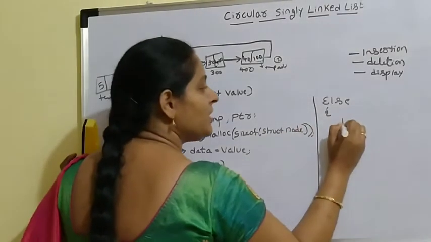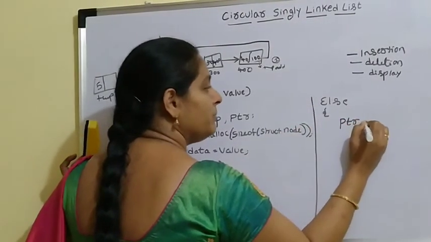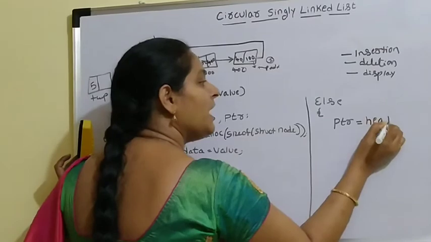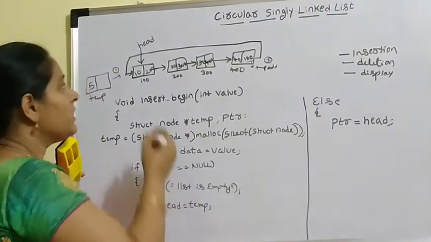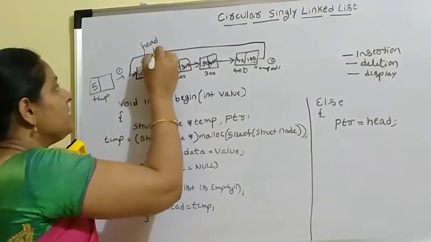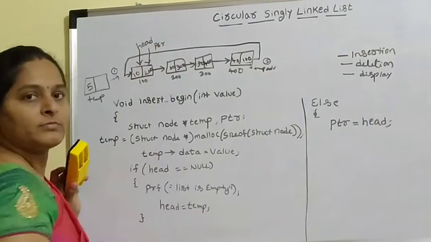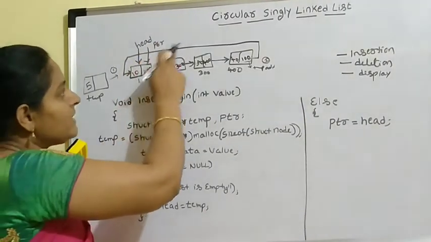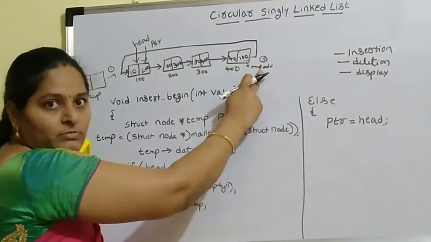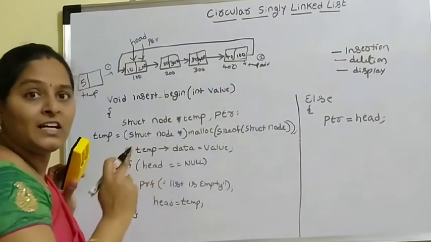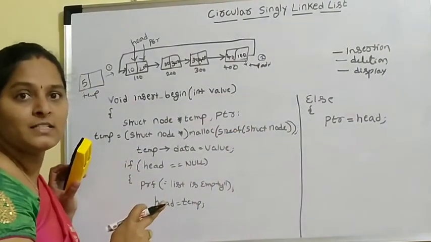Initially, for PTR I am initializing the head address, so that my PTR is in the first position. Now I need to move this PTR till the last node. So how do we identify the last node in a circular singly linked list?